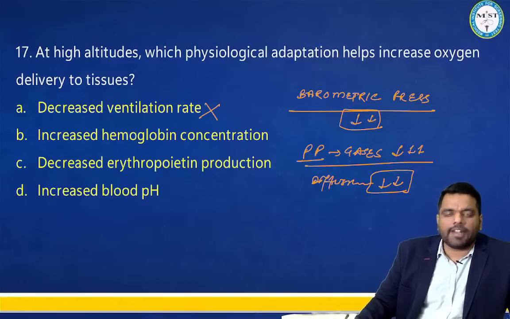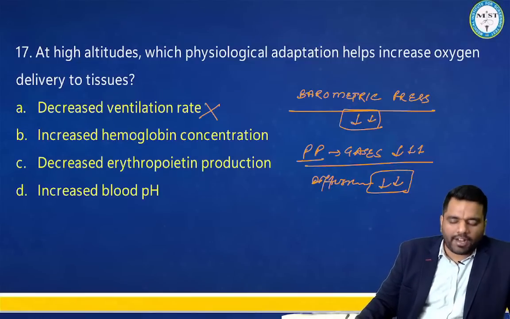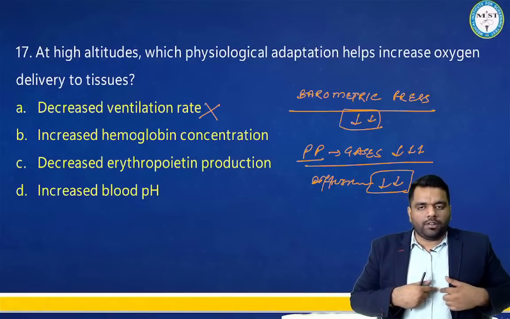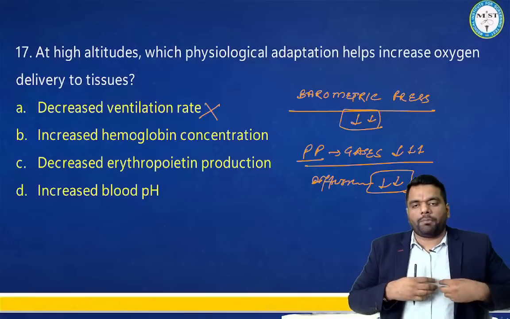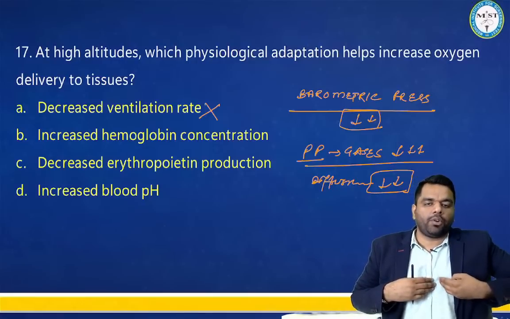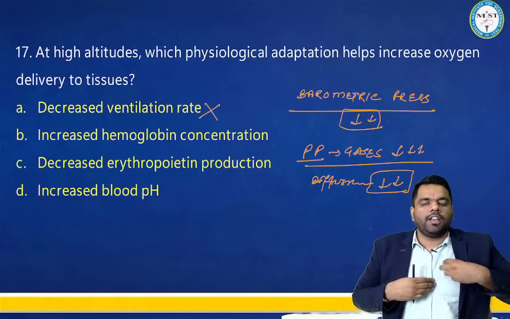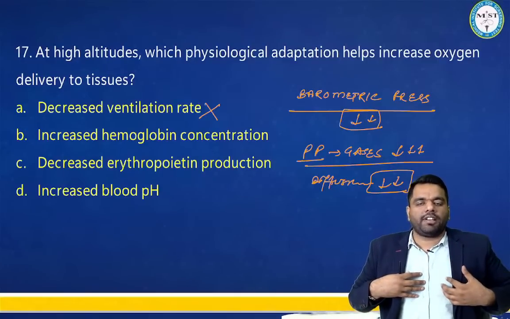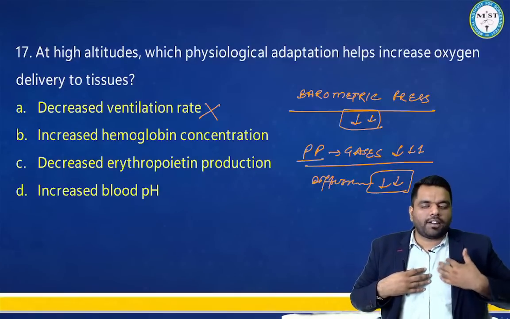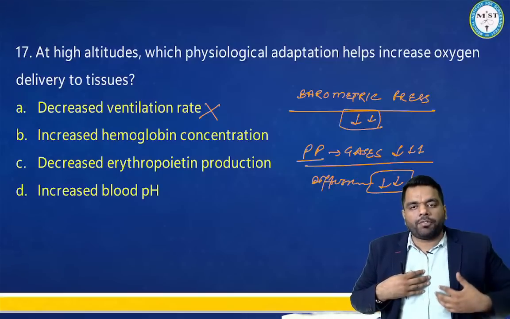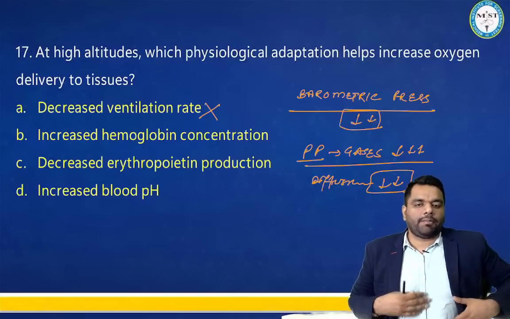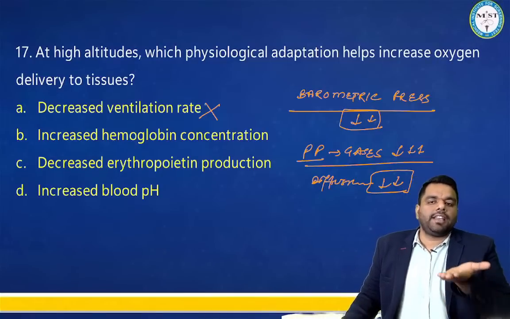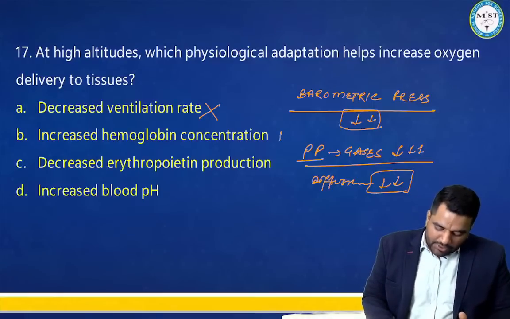Option B, increase hemoglobin concentration, right? Beta, when less oxygen is coming into the blood, the body adapts by increasing the hemoglobin, so that when any oxygen enters the blood, sufficient hemoglobin is present in the vessels, so that all the oxygen coming into the alveoli must be diffused into the blood and carried up to the cellular level. So basically, for adaptation, the body increases the hemoglobin concentration. So it is a true statement.